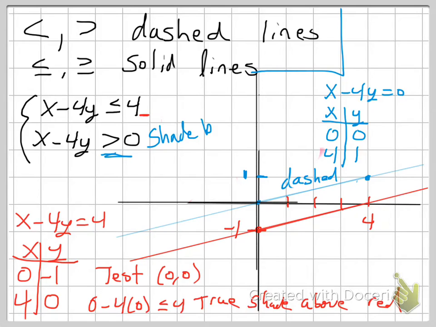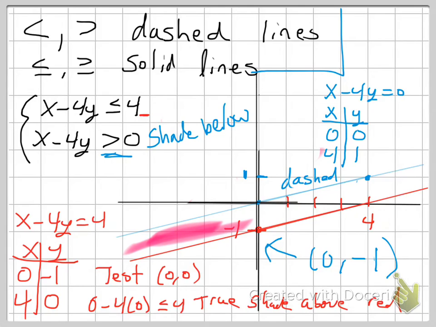I'm going to say that we need to shade below, and so I can't test (0, 0) because the line goes through (0, 0). So we could test something like this point (0, negative 1). Oops, not negative 4, negative 1. Oh, we could test that point too. That would just be a little bit further down.